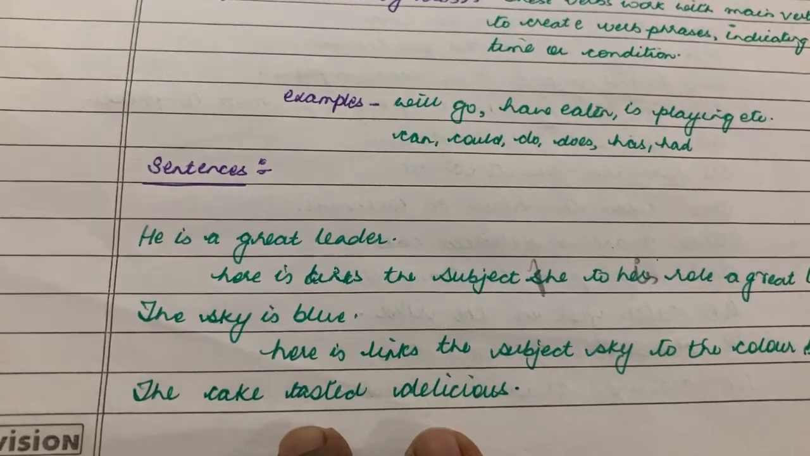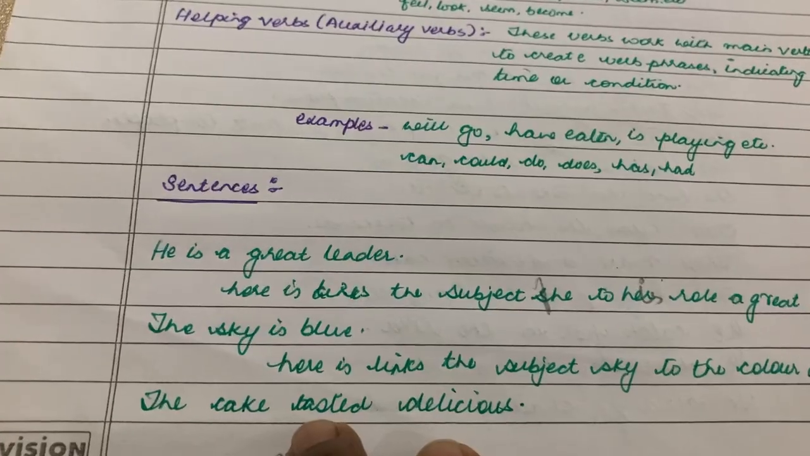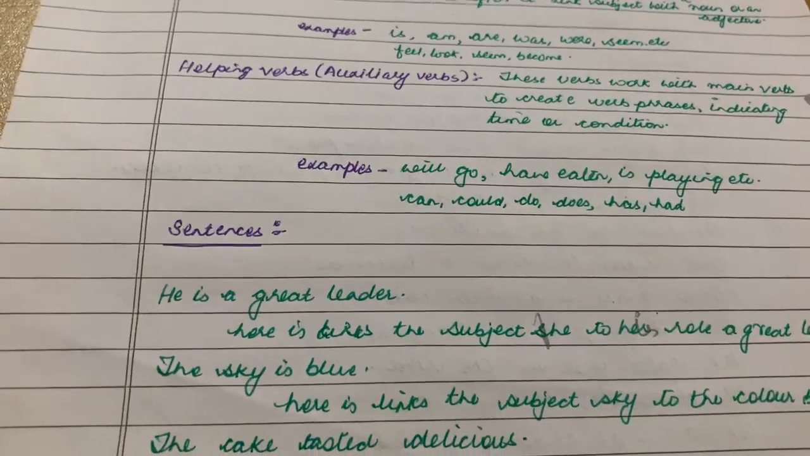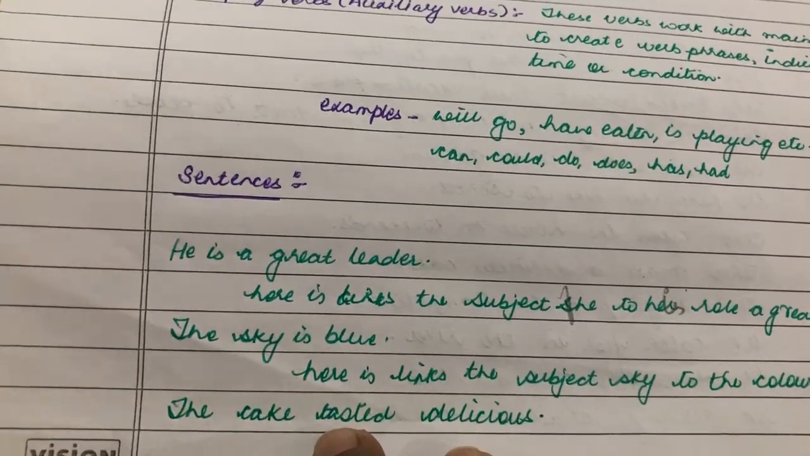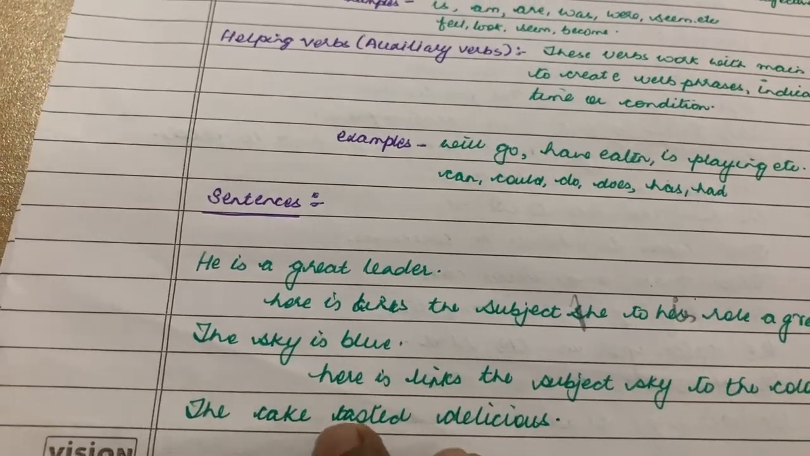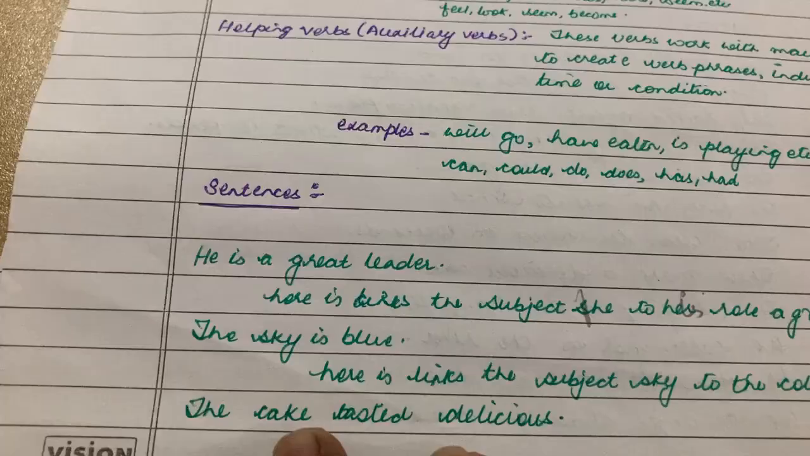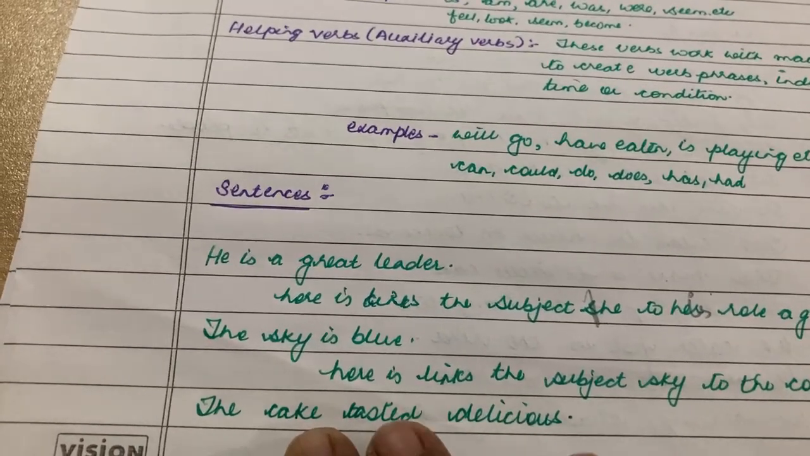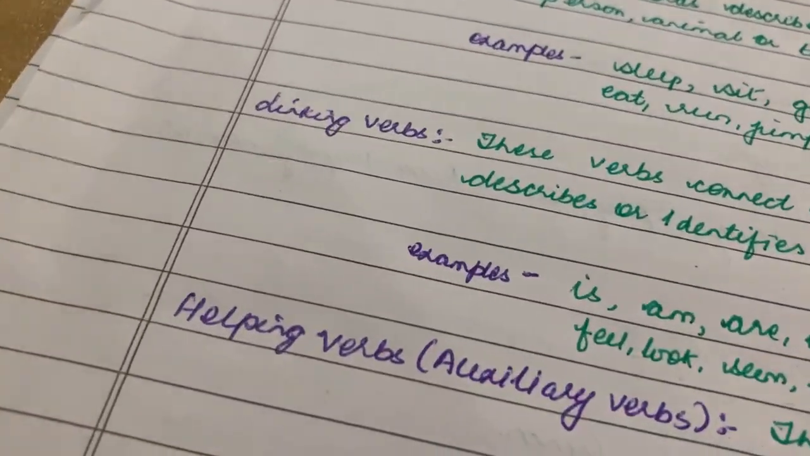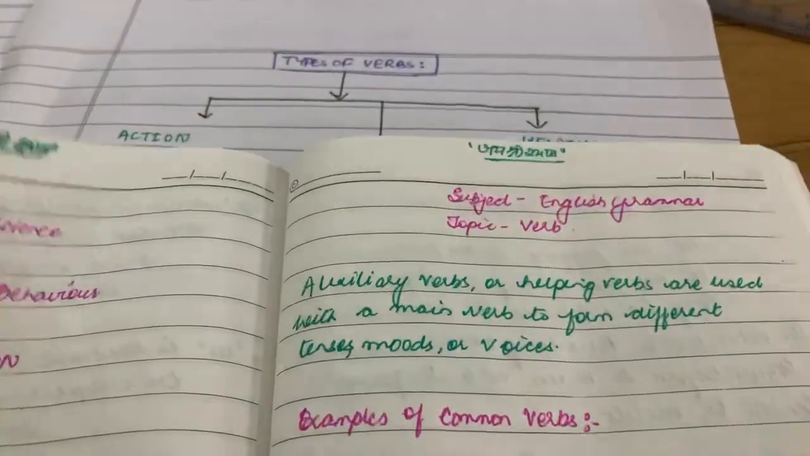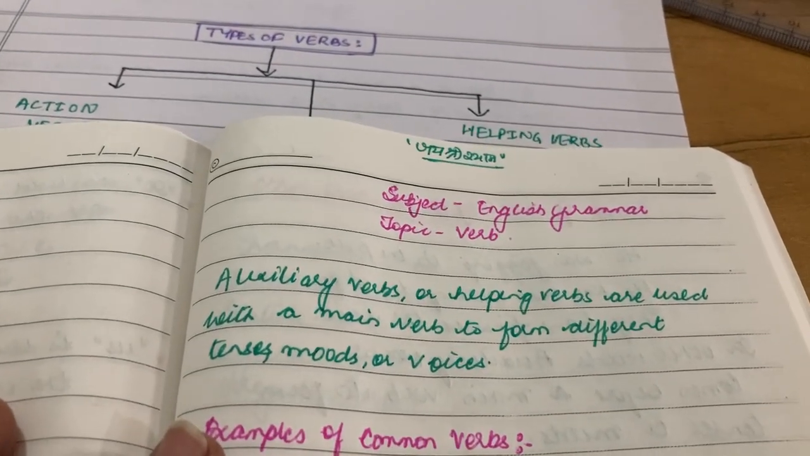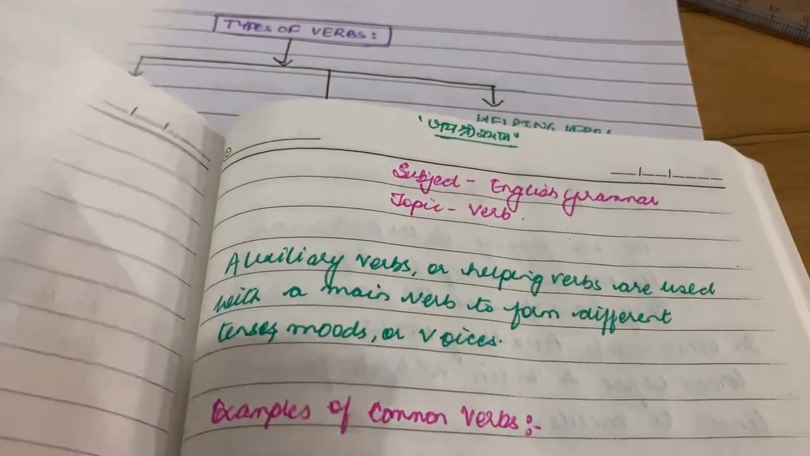The cake tasted delicious. Since I told you that not only is, am, are, was, were will be linking verbs, here, what is tasted delicious? The cake tasted delicious. Cake is the subject here. How did it taste? Delicious. So what does tasted become here? The linking verb. Yes. Similarly, my dear students, auxiliary verbs. The auxiliary verbs or the helping verbs are used with the main verb to form different tenses, moods or voices.